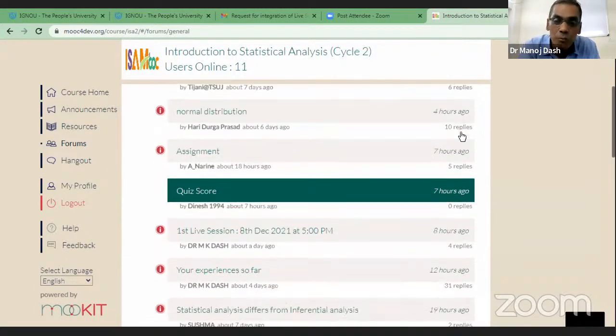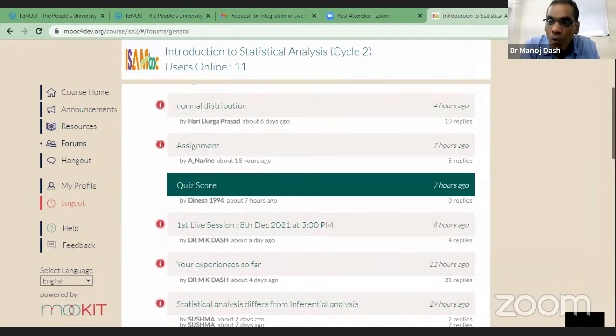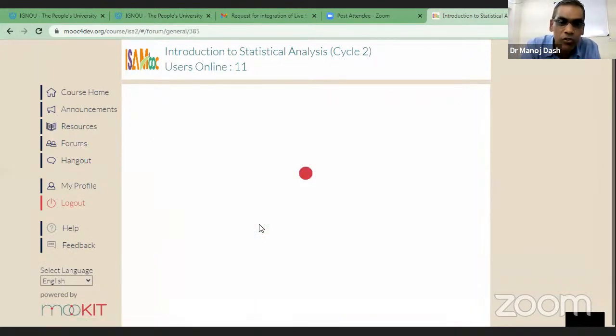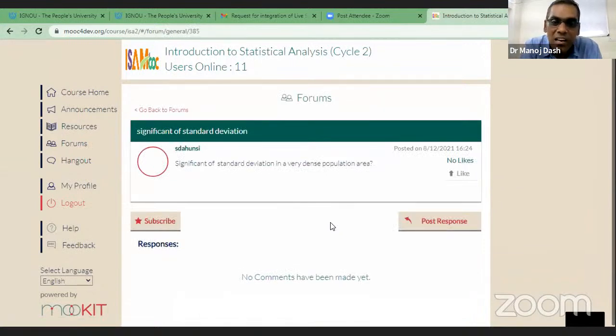See, here one post has been made. What are the new posts that have been made? I'll show you. One learner has created a post: Significance of standard deviation in a very dense population area. How to find out standard deviation in a dense population area? The learner has asked about population area.